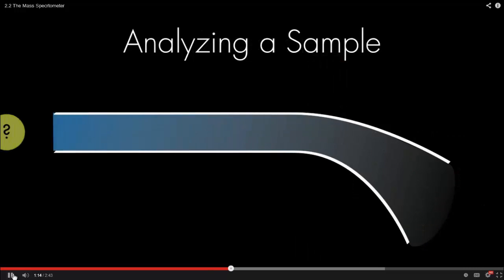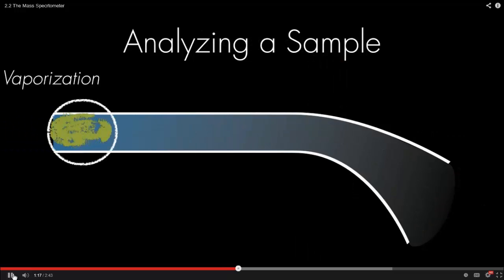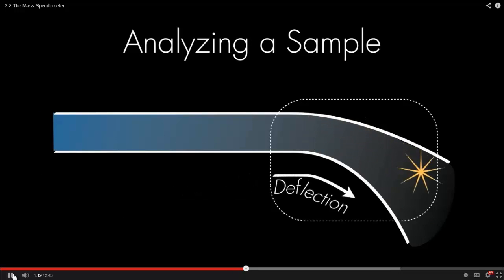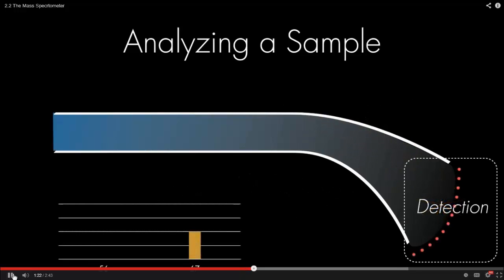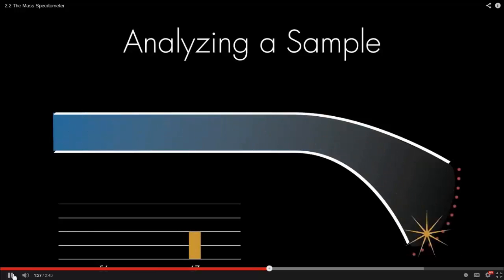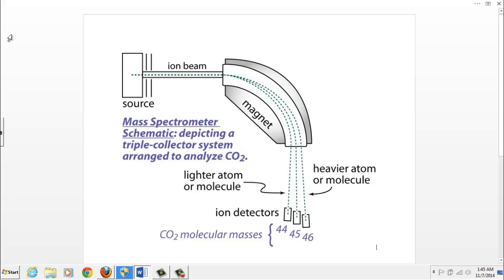So let's analyze a sample. We vaporize it and ionize it, accelerate it, deflect it, and then detect it. We can record its mass-charge ratio. If we repeat this with more of the same sample, we will record different size fragments. Eventually, we'll know the proportions of all the different size pieces in our original sample. So the heart of the spectrometer is right here, where the ions are separated by mass. And in this example, carbon dioxide is being analyzed, and we see 3 different masses.